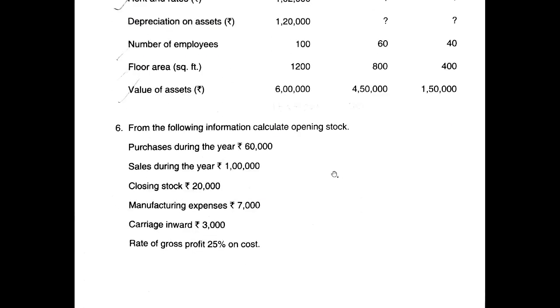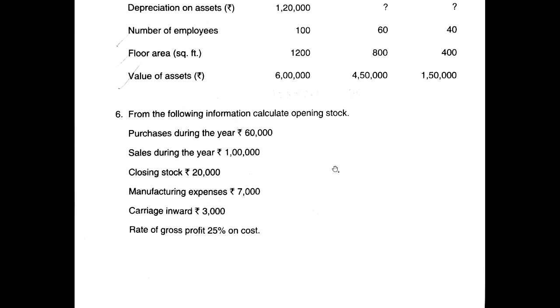The next one had details about purchases, sales, closing stock and other details, and you were supposed to calculate the opening stock. It was one of the easiest questions they had asked. So this was the section B question paper. In total, 5 questions were given, out of which you are supposed to answer 3.